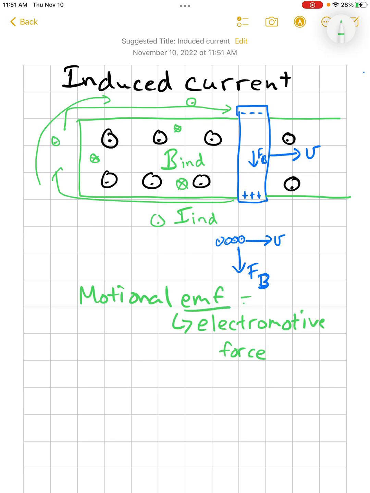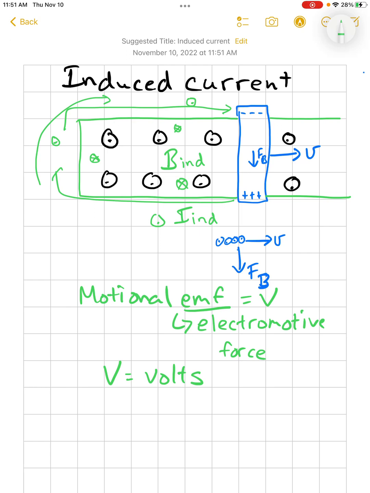It has the same units as volts. So a voltage source, or a battery, we usually call V, right? And that provides us energy through chemical means, and electromotive force provides energy through a motion in a magnetic field. Okay, so they both have the units of volts.